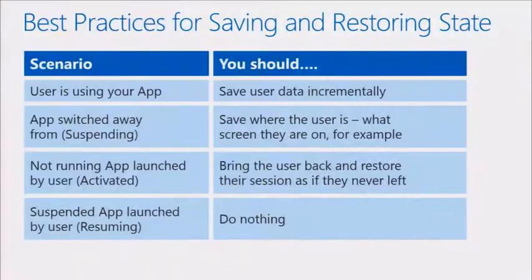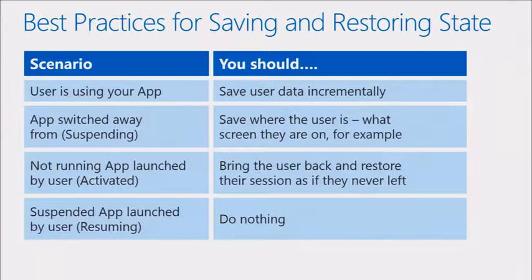Here's just some best practices that I've said a bunch of times, but it's nice to get them in a table. So when your user's using your app, save your data incrementally as they navigate from different pages. That onNavigatedFrom method, you should save the state for each page as you leave it. When your app's being switched from running into the suspended state, you want to save where the user is, and the suspension manager is what takes care of most of this for you.